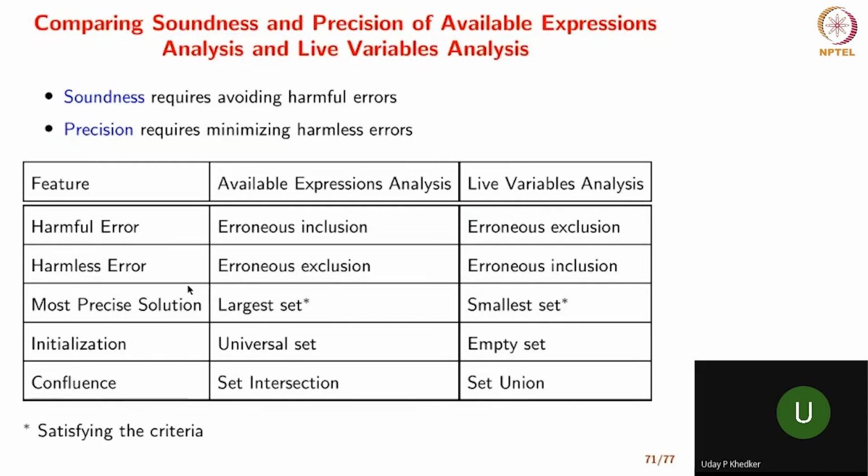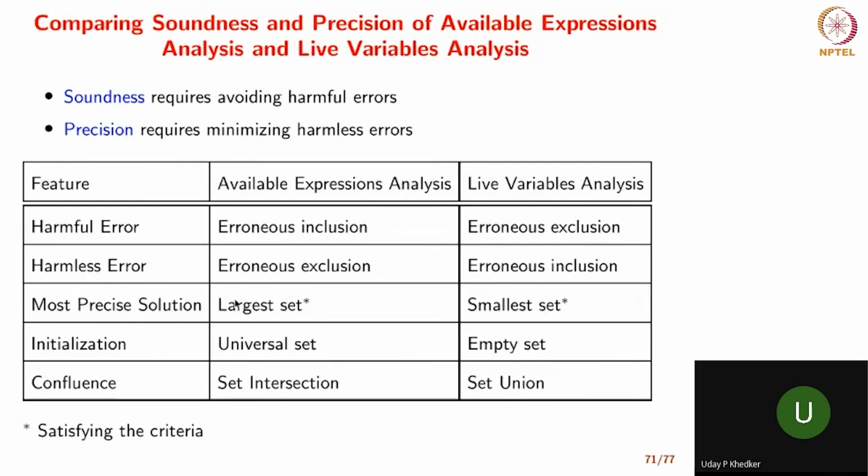So we can compare soundness and precision of available expressions analysis and live variables analysis. Soundness requires avoiding harmful errors. Precision requires minimizing harmless errors. In case of available expressions analysis, erroneous inclusion is harmful. In case of live variables analysis, erroneous exclusion is harmful. A harmless error is, in case of available expressions analysis, erroneous exclusion, and in case of live variables analysis, erroneous inclusion.